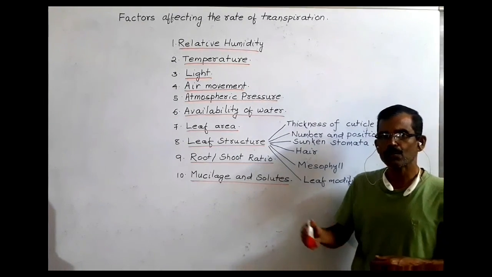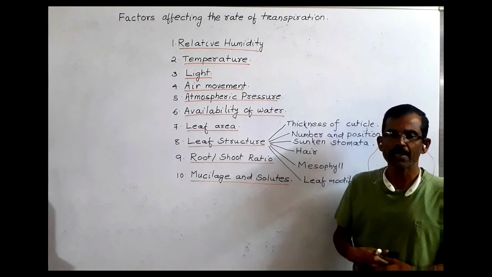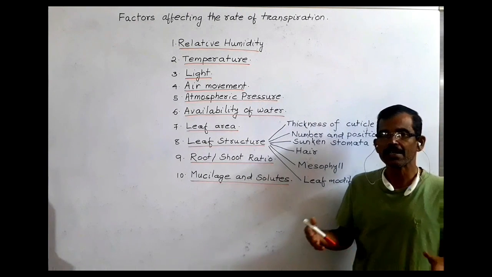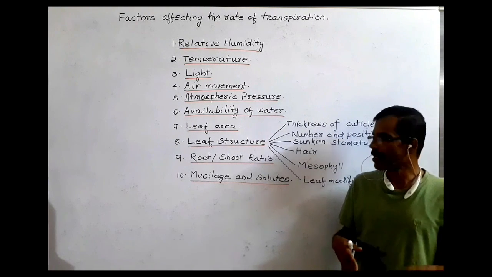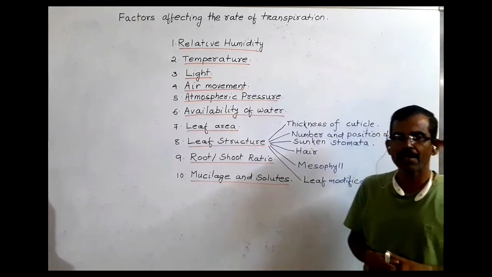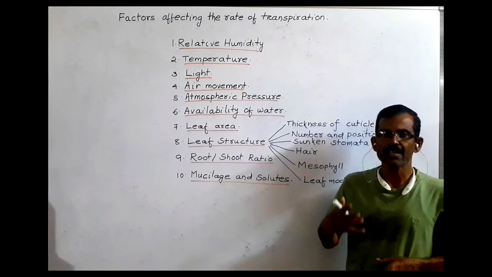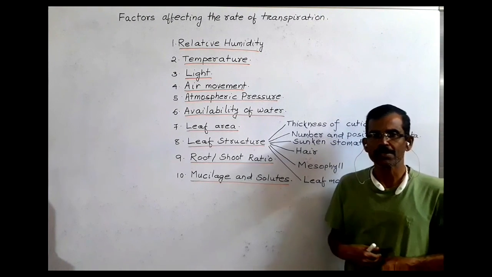But if the root to shoot ratio is low, then less amount of water is absorbed and the rate of transpiration decreases in order to restore the water level in the plant. Last factor is mucilage and solutes. Mucilage and solutes hold water tenaciously, thereby reducing the rate of transpiration.